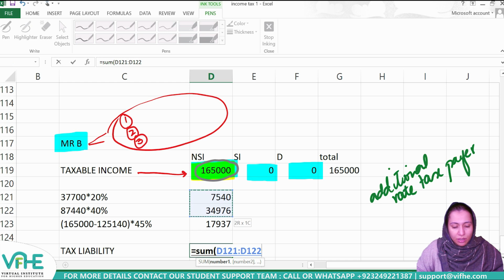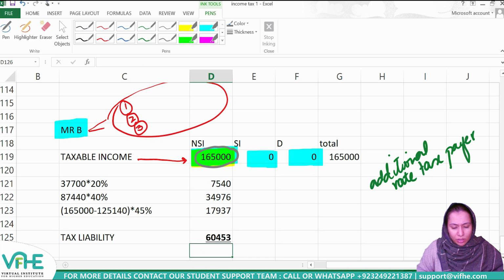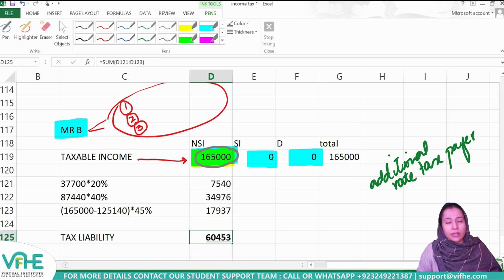Now I'm just going to take the total of these tax figures: £7,540, £34,976, and £17,937. So there you go. Your tax figure is equivalent to £60,453. So that's how the tax rates are to be applied when we have a taxable figure for the non-savings column.